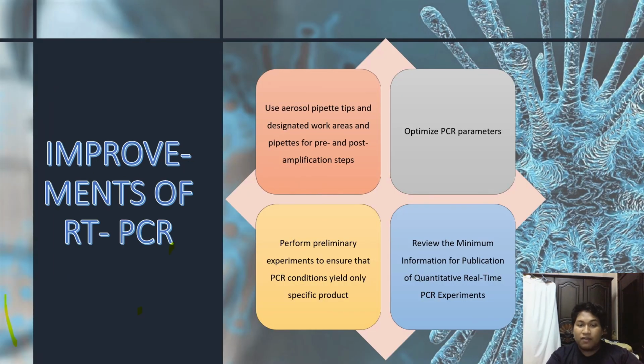Improvements for RT-qPCR: use aerosol pipette tips and designated work areas and pipettes for pre- and post-amplification steps. They also optimize PCR parameters, perform preliminary experiments to ensure that PCR conditions yield only a specific product, and review the minimum information for publication of quantitative real-time PCR experiments.